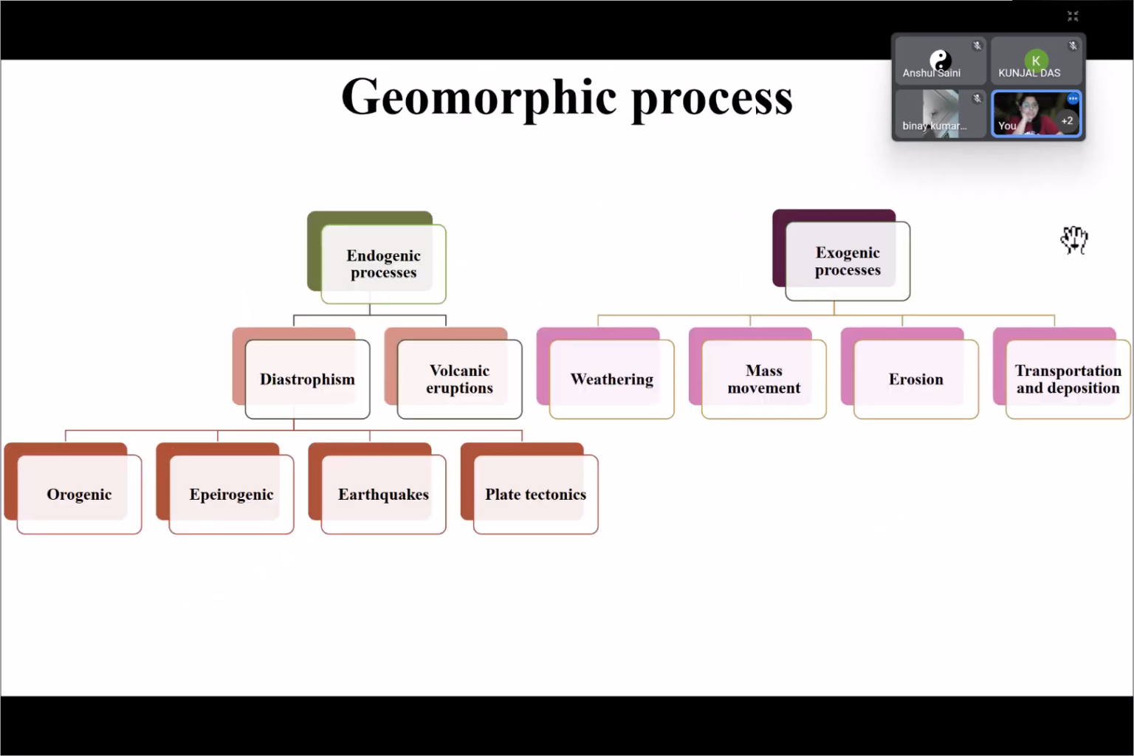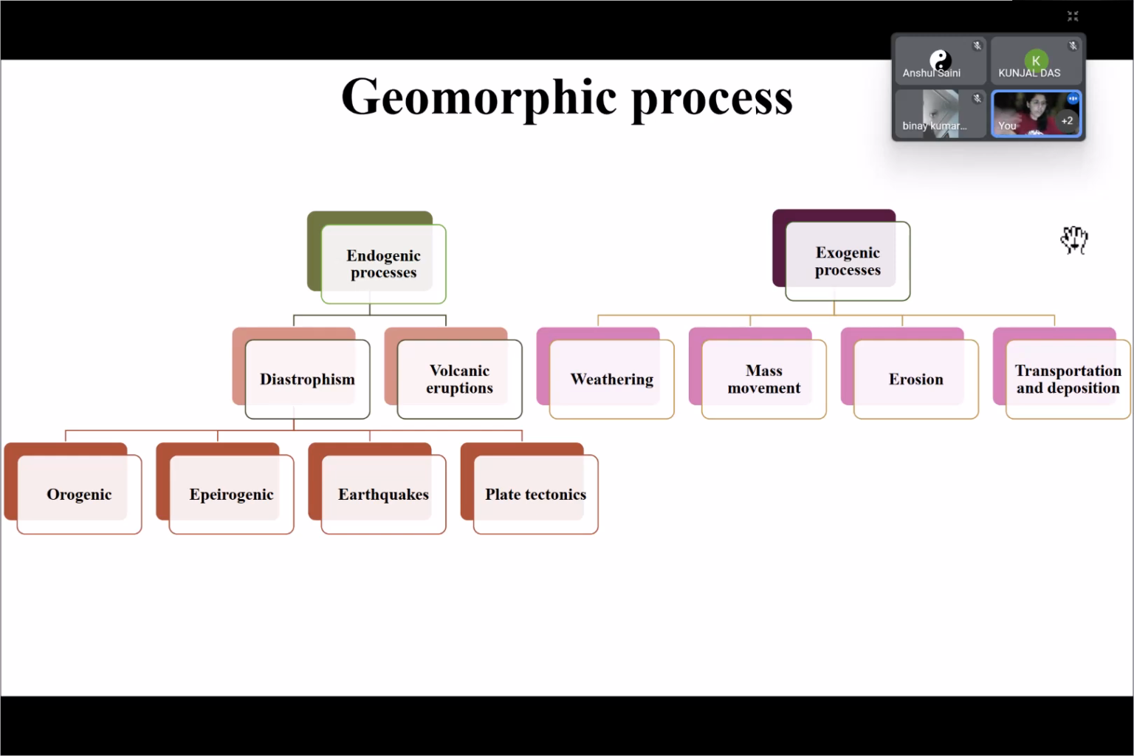And these are the different kinds of geomorphic processes that have given rise to the different kinds of landforms that you see around us. Endogenic and exogenic are the broad categories. Exogenic is something from outside. Endogenic is something from within the earth. So within the earth, we can imagine volcanic eruptions and earthquakes and all these different things.